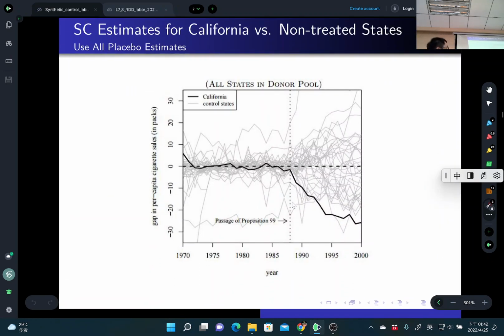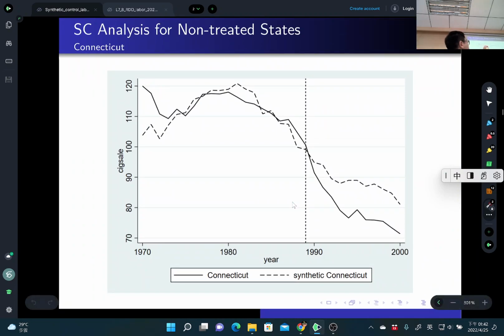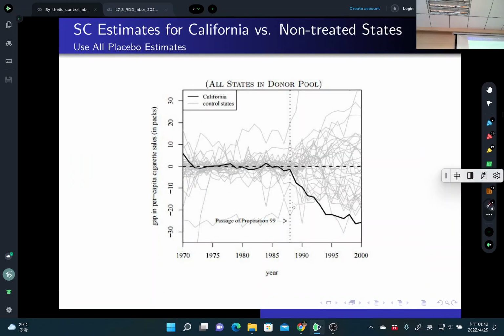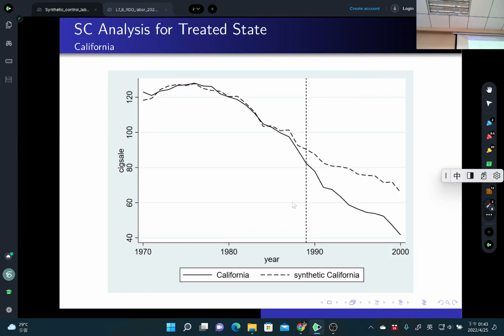So finally you will get a graph like this. This graph compares the real outcome and the synthetic outcome for the treated unit and for the non-treated units. They all plot this difference in this graph. The solid line is for California. Before treatment happens, it is very close to zero. That makes sense, because the treated unit and synthetic California are very similar before treatment happened, so their difference is very close to zero.